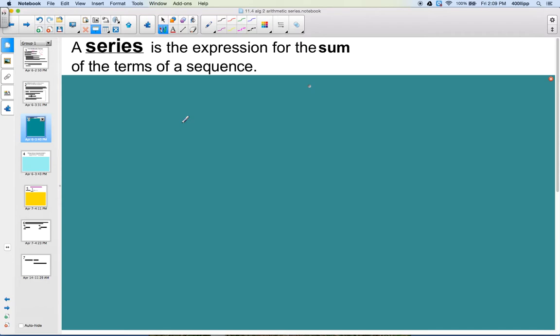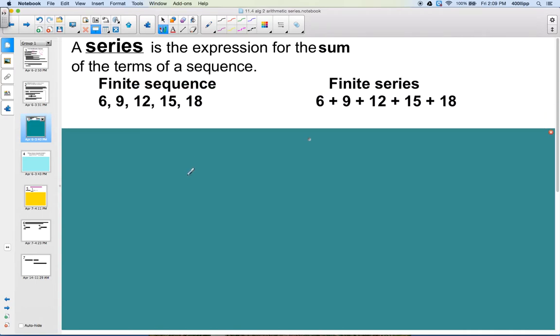Okay, so a series is the expression for the sum of the terms of a sequence. If we notice here, a finite sequence is just listing all of the terms, 6, 9, 12, 15, 18. And a finite series is adding these numbers up. So now you're actually adding them up.